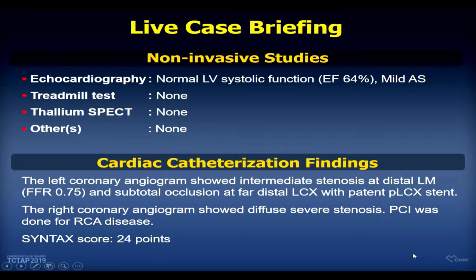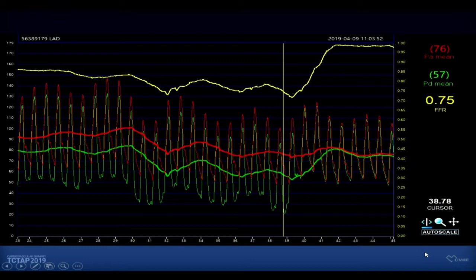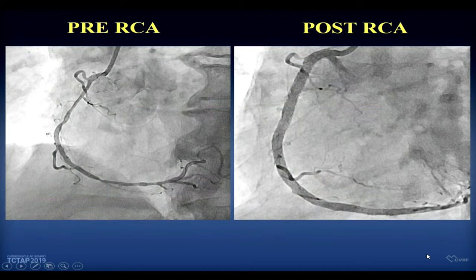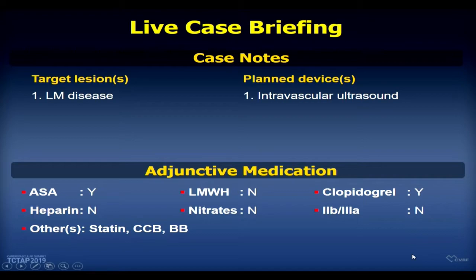This is the FFR of the LAD to left main pullback. You can see it. And we treated the RCA. Great, would you show us this?